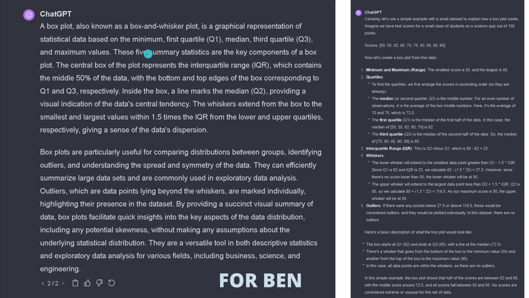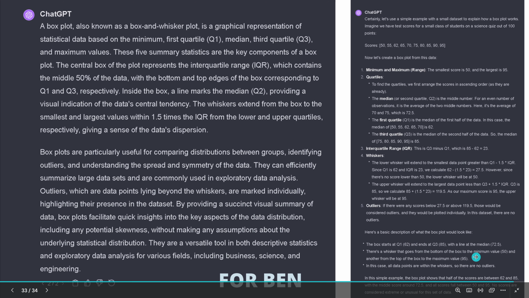ChatGPT-4 gives you an explanation, and I ask ChatGPT-4 for a particular example. So let's say we have those values in our set of values that we want to analyze statistically with a box plot. And here, ChatGPT-4 goes through all the different things, shows you how to calculate each and every value, and then how your box plot would look like, and gives you the exact values of the plot.